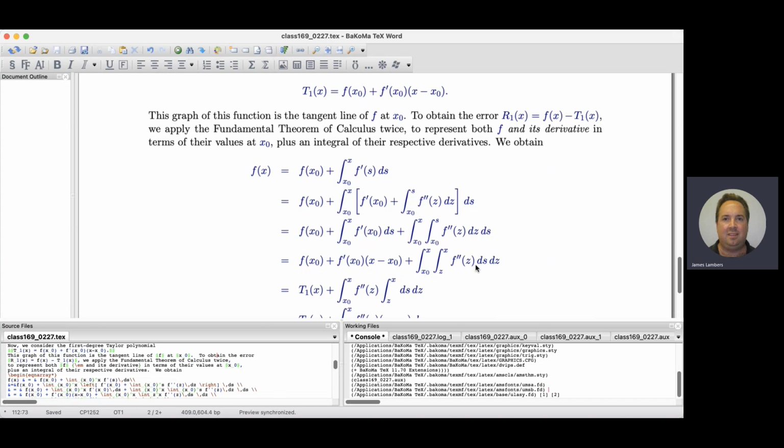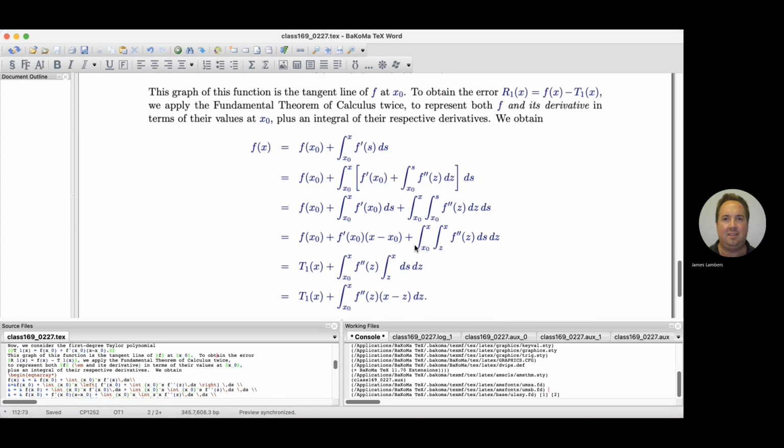But now I need to try to evaluate this as best I can. And the best way to do that is if I interchange the order of integration, so then I have f double prime of z can be moved outside the integral.